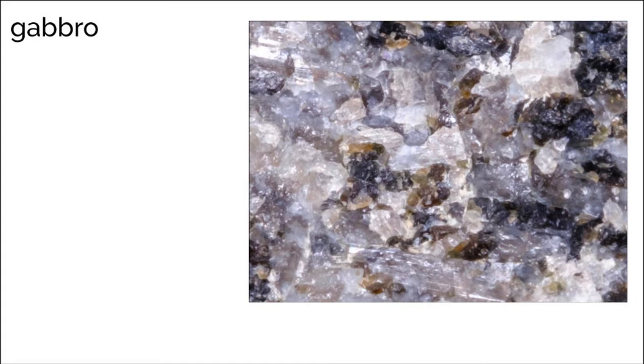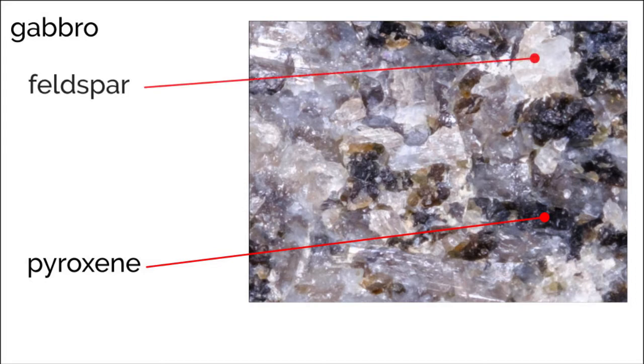You can see that it is made of crystals of different materials. The three main minerals present are pyroxene, the dark mineral, feldspar, the light-coloured mineral, and a third green-coloured mineral called olivine.